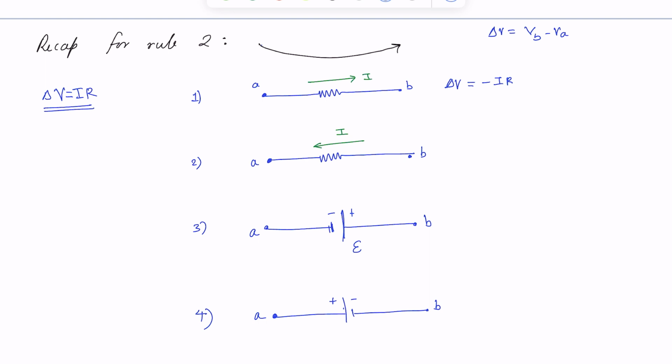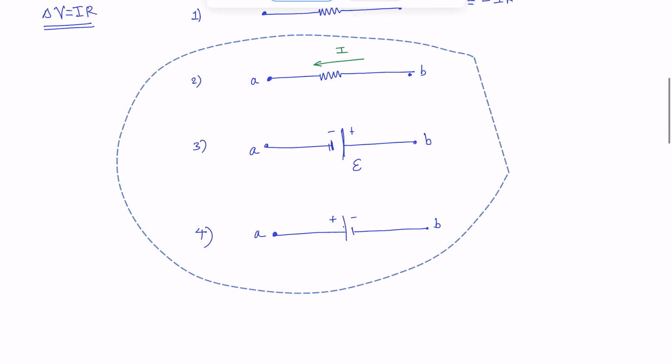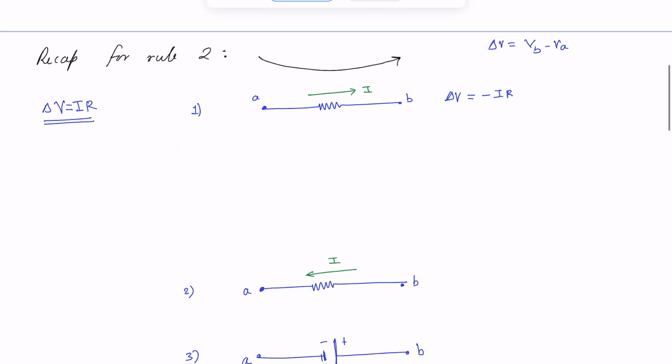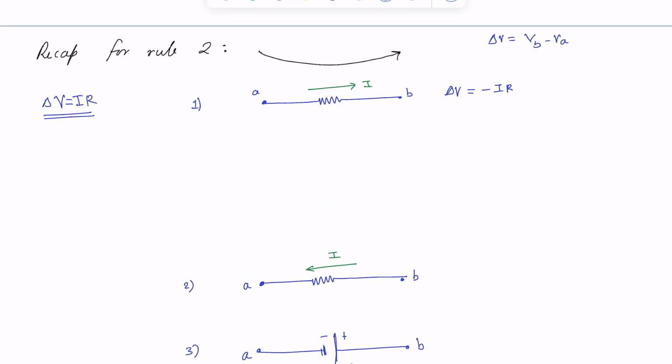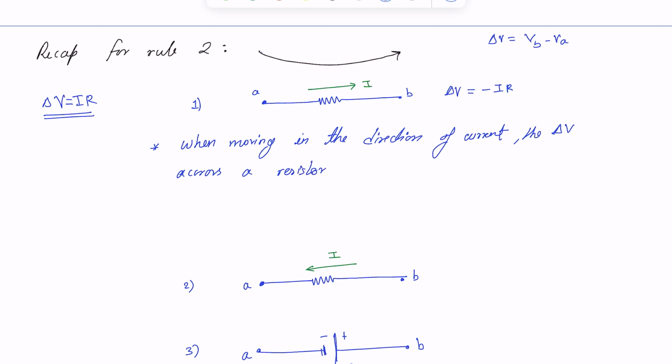So we form this law, and it would be nice to write it down here. Our convention is that when moving in the direction of current, the delta V across a resistor is minus IR. So this is important.